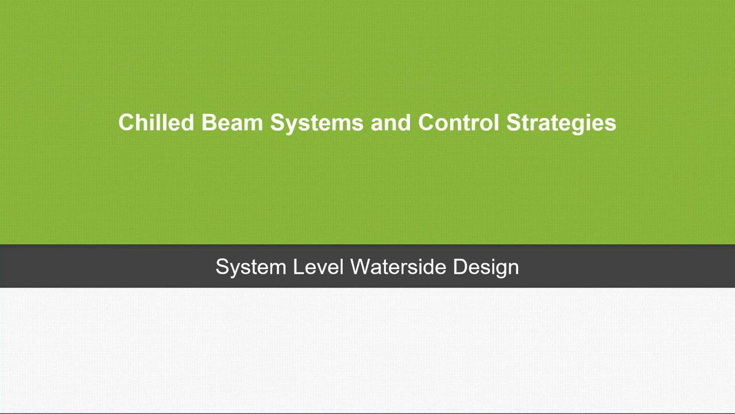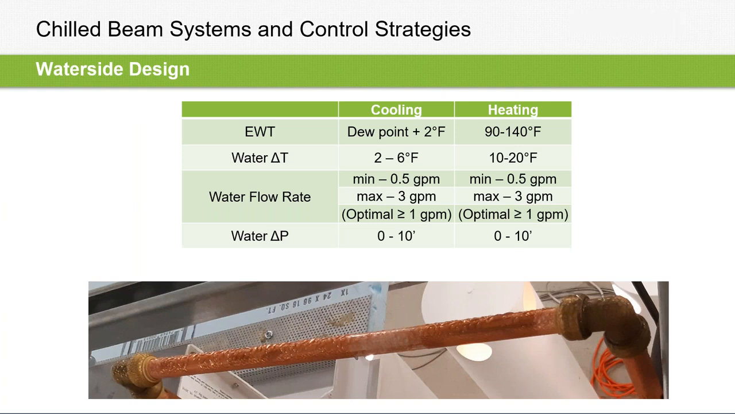So the next question we're trying to answer with this is, how do I get my 57 or 58 degree water? So kind of backing up to a more system level discussion, equipment level discussion. Again, just to reiterate, 2 to 3 degrees above dew point. And for heating, we're going to see about 90 to 140 degrees with much larger delta T's.